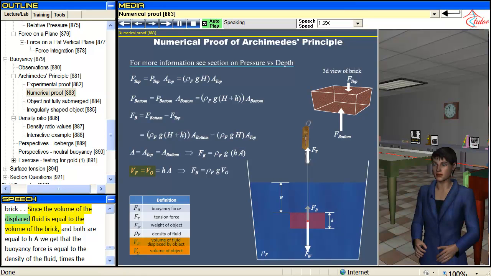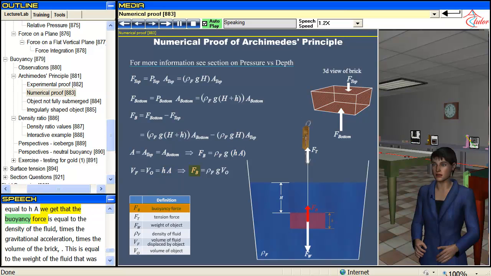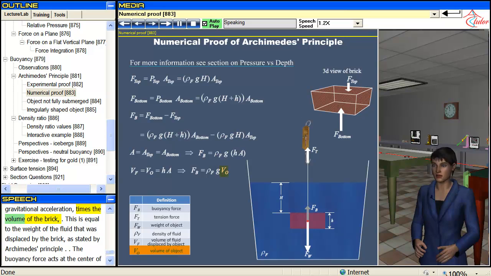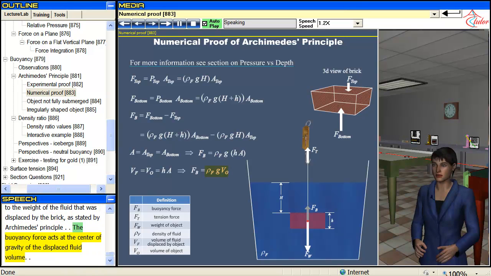Since the volume of the displaced fluid is equal to the volume of the brick, and both are equal to HA, we get that the buoyancy force is equal to the density of the fluid times the gravitational acceleration times the volume of the brick. This is equal to the weight of the fluid that was displaced by the brick, as stated by Archimedes' principle. The buoyancy force acts at the center of gravity of the displaced fluid volume.